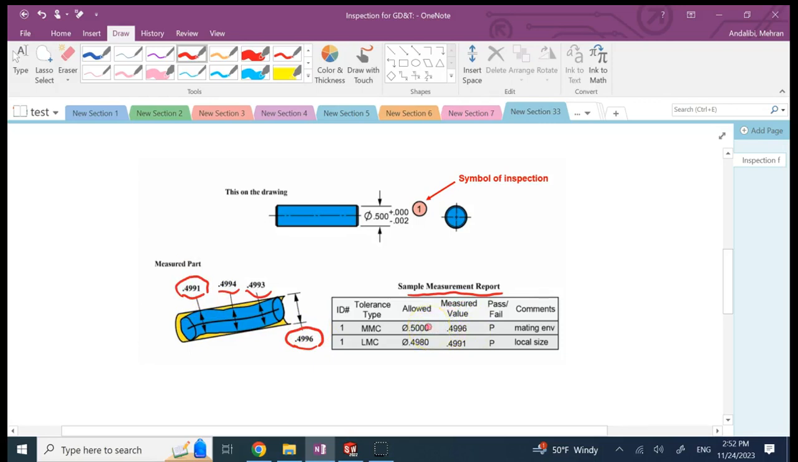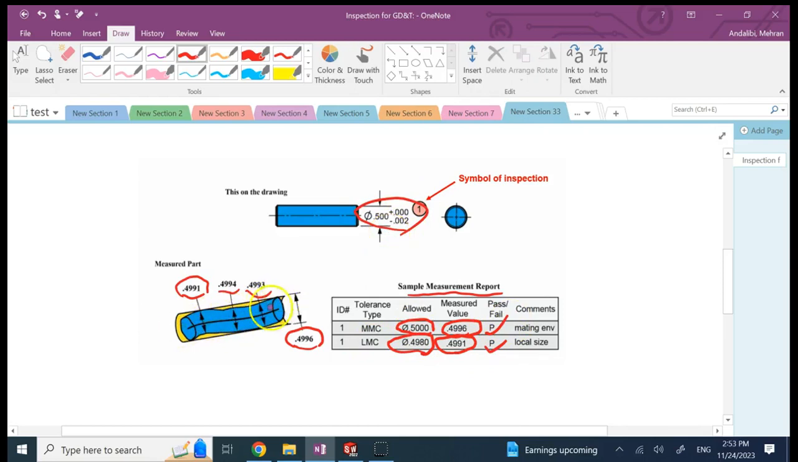using which I can basically calculate what we call the mating envelope. This yellow part is like the minimum cylinder that this shaft is going to fit into. And that is clearly, in this case, less than the MMC, which is 500 thou. So it's good. And then the smallest size that I can have is 500 minus 2, so it's 498, and the smallest dimension I have is 499.1. So you see, both the min and the max of my measurements are within the MMC and LMC, and therefore I can say both of my measurements pass. So in terms of just diameter, this is a good shaft.